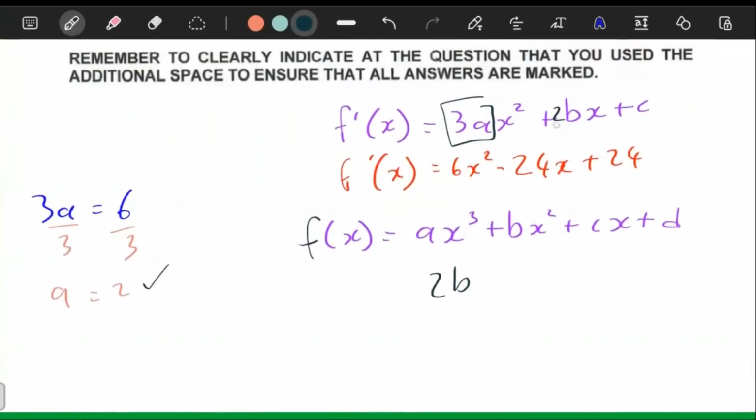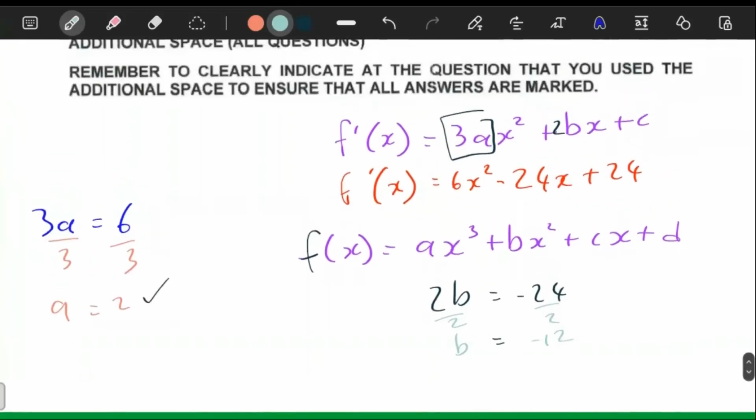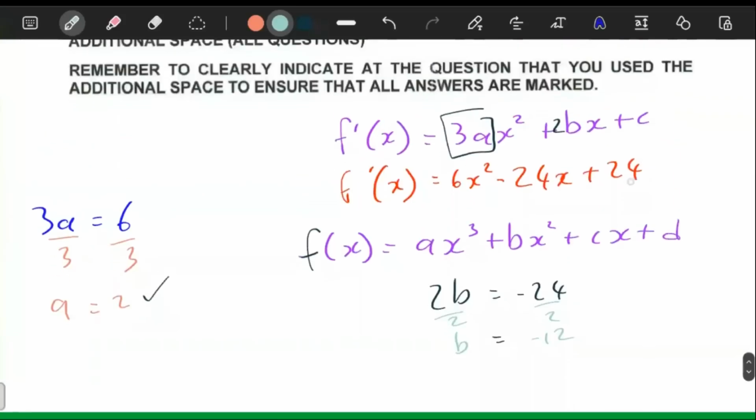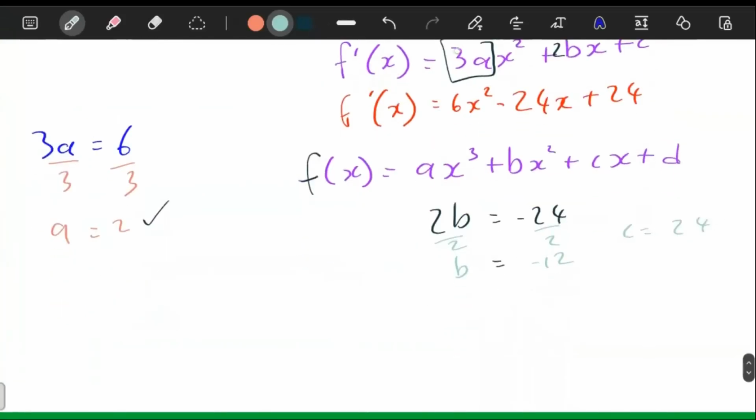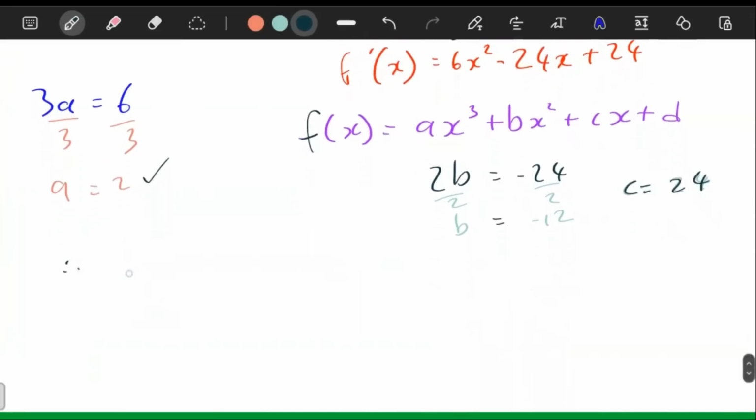So 2b here is equal to negative 24, which is going to give us, divide by 2, divide by 2, negative 12. This is b. And then c is 24. C is equal to 24. There we go. So here we can see, therefore, the equation of f of x: a is 2, b is negative 12, c is 24, d is negative 14.